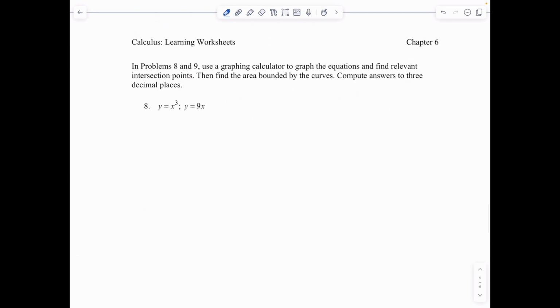In problems 8 and 9, use a graphing calculator to graph the equations and find relevant intersection points. Then find the area bounded by the curves. Compute answers to 3 decimal places. Okay, so we have y equals x cubed and y equals 9x. Let's graph those.